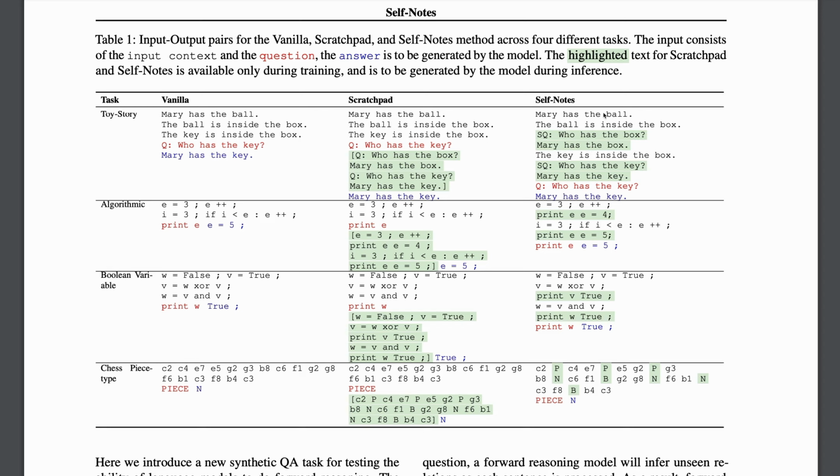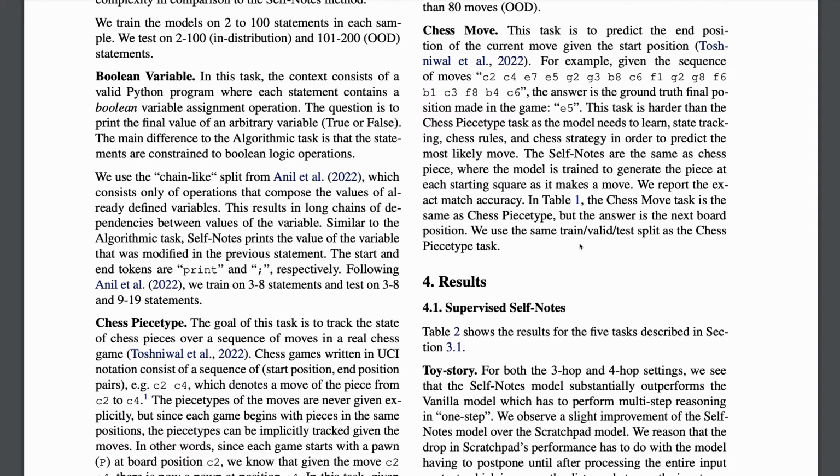So we have first Mary has the bow, the bow is inside the box, and then this scratchpad prompt is integrating who has the box, Mary has the box as an intermediate reasoning step. So now we have established that Mary has the box. Then we have another piece of context, which is the key is inside the box. Who has the key? Mary has the key, which is another intermediate step in green over here, produced by self-notes. And then the final question is who has the key? And of course, Mary has the key. We already have that information computed. So this is the basic principle.